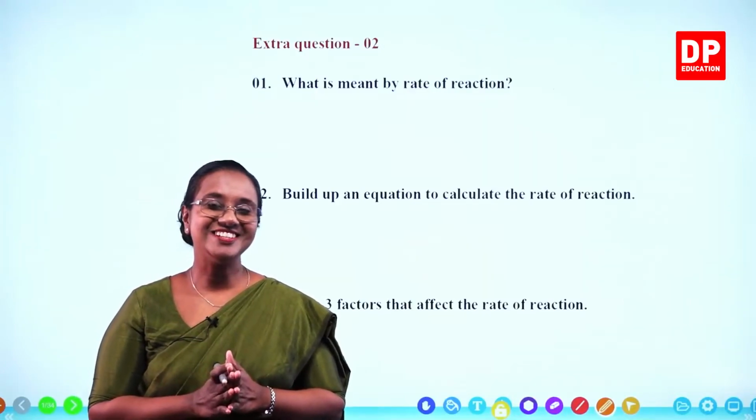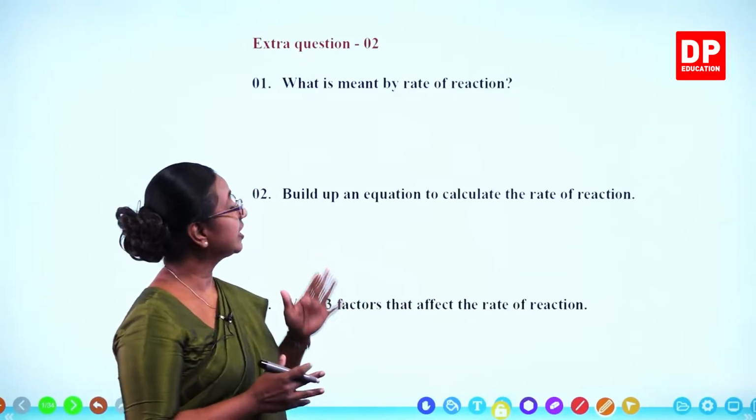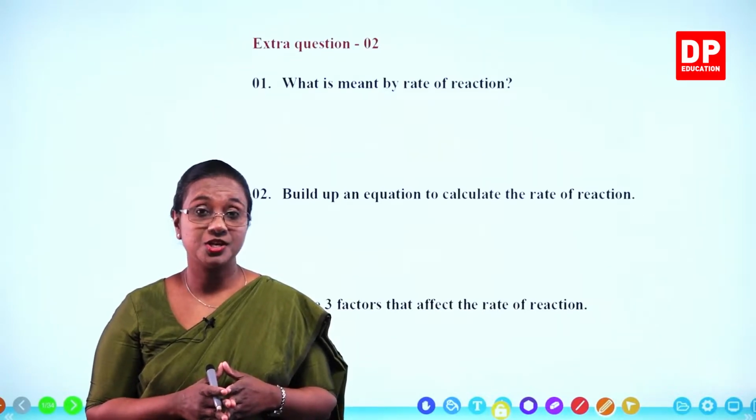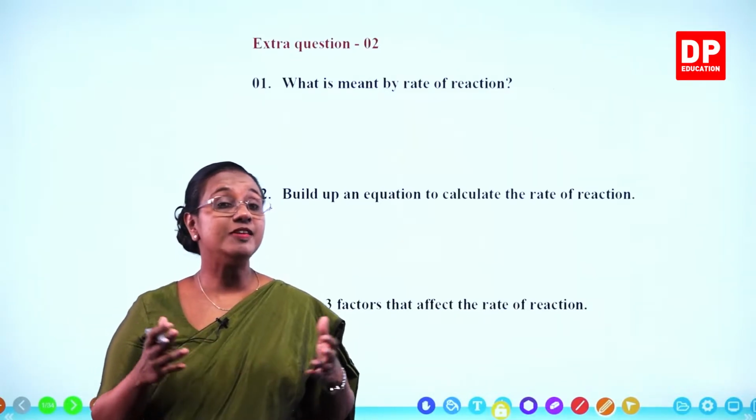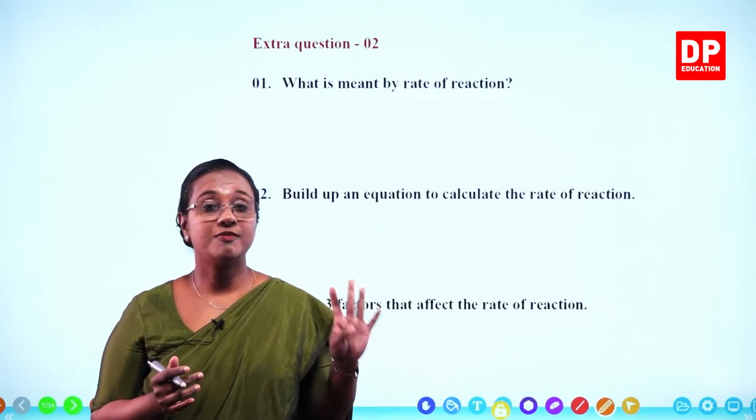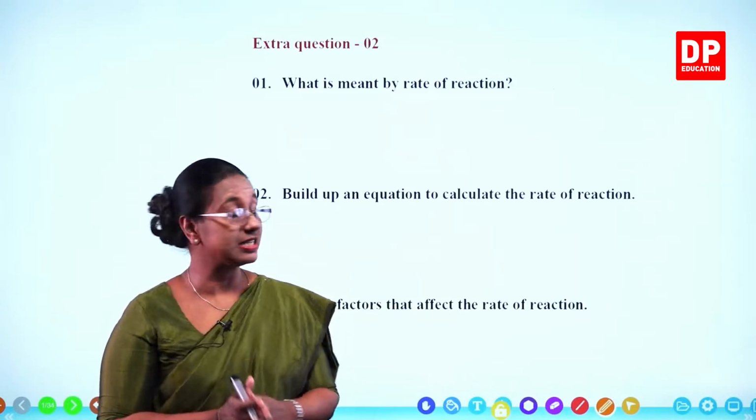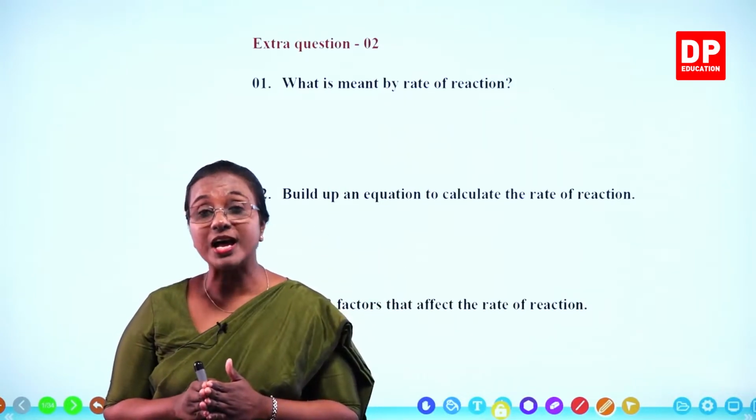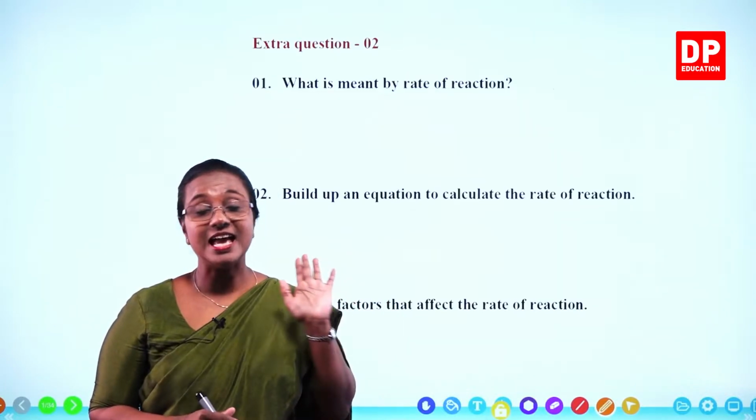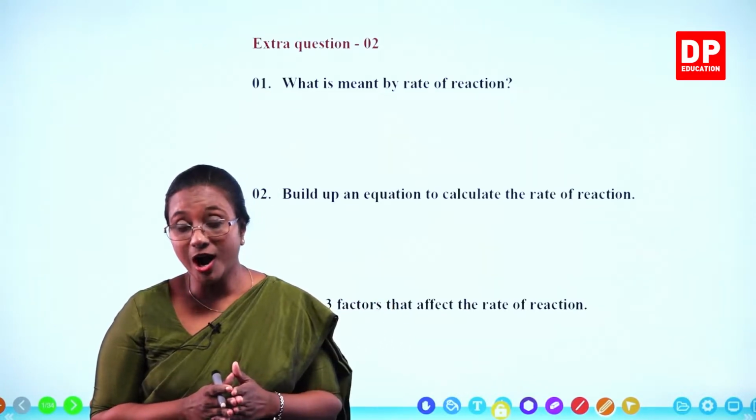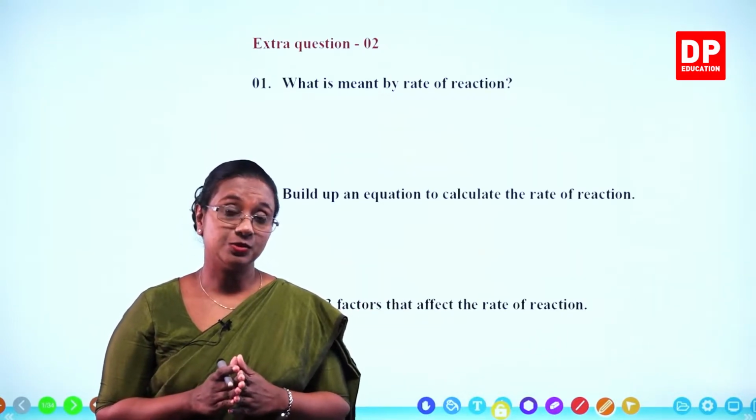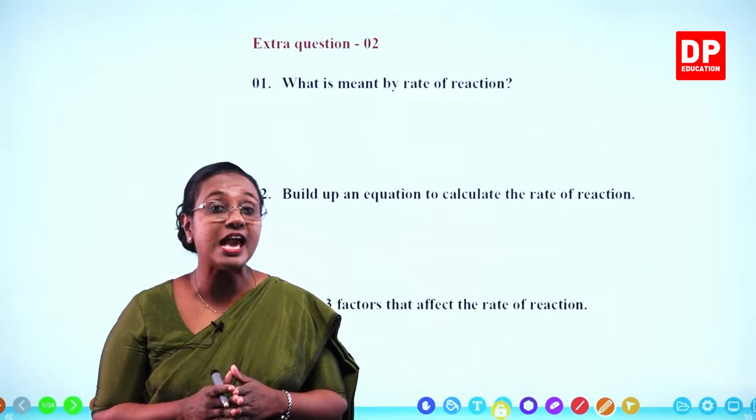Hello my dear students. So like I said, I am going to continue with the extra questions related to rate of reactions. In the previous chapter, we looked at some multiple choice type questions where you have 4 answers, you select the correct answers. Here you are supposed to write the answers. So I am sure you all will answer the question first and then you will compare your answer with my discussion. So in this lesson, we discussed about rate of reaction.